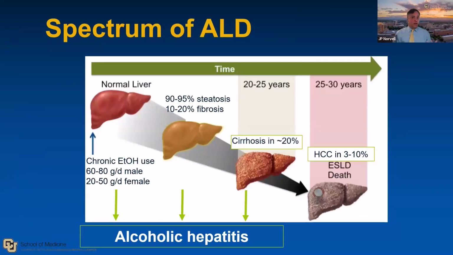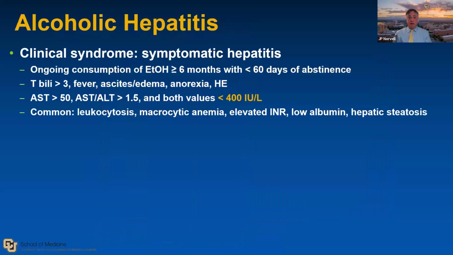So I can't give this lecture without talking about the spectrum of ALD, and I already mentioned that it can comprise mild hepatic steatosis all the way to decompensated cirrhosis. But unlike other forms of chronic liver injury, alcoholic hepatitis can present at any stage of this spectrum. So while 60 to 70% of patients may have underlying cirrhosis, a lot of patients don't. And alcoholic hepatitis can be very lethal, as we all know.